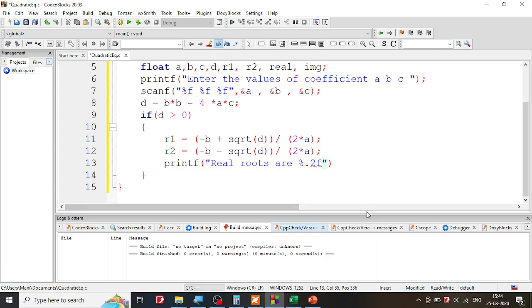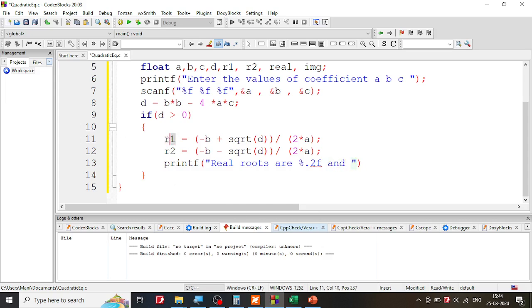What is the meaning of saying point 2 f? You may get many answers, like 3.4567 something, a very lengthy answer. What I'm saying is I want just a 2 decimal places answer, only 2 decimal places. The remaining precision I don't want. That is the meaning of putting 0.2 here. So it is not 2, it is 0.2. Remember that. Okay. And let me put there are 2 values.